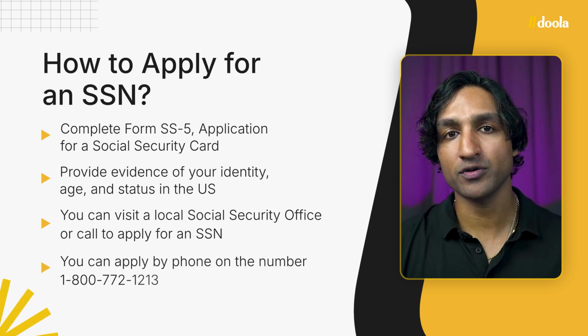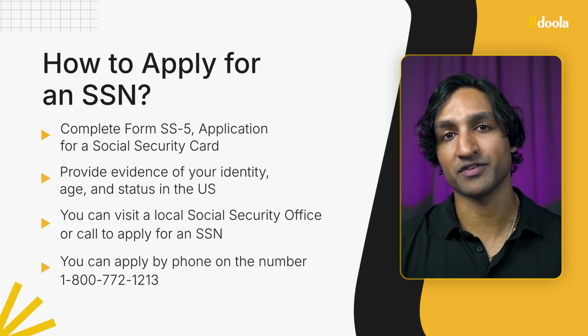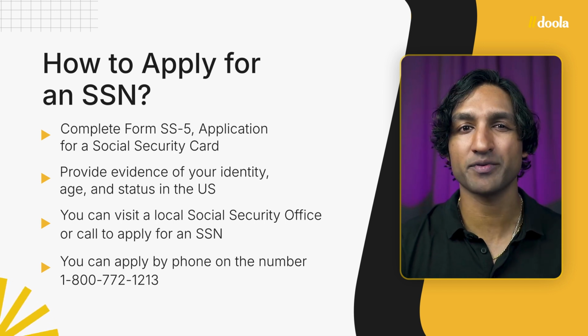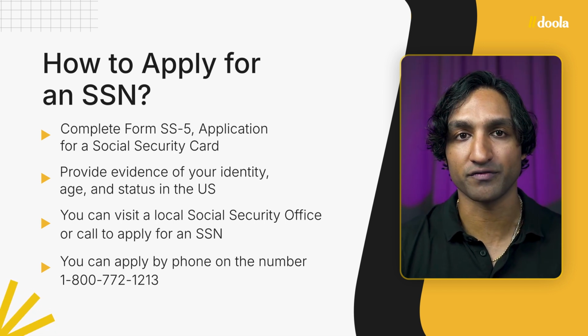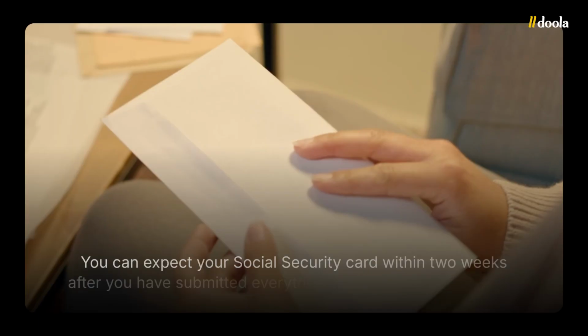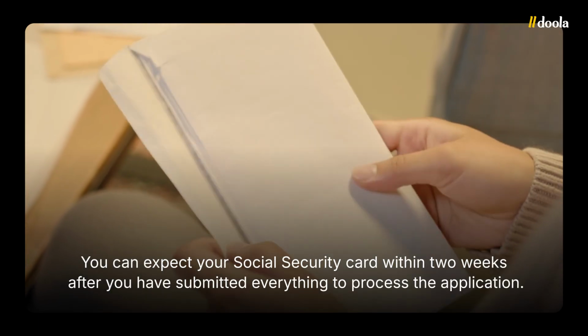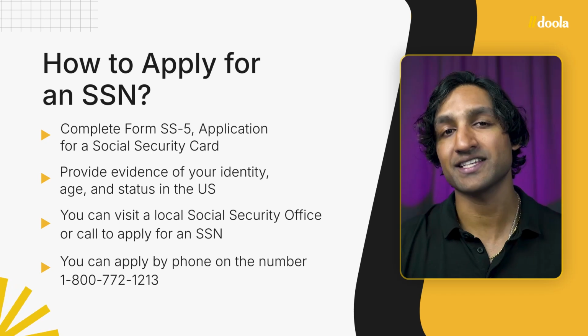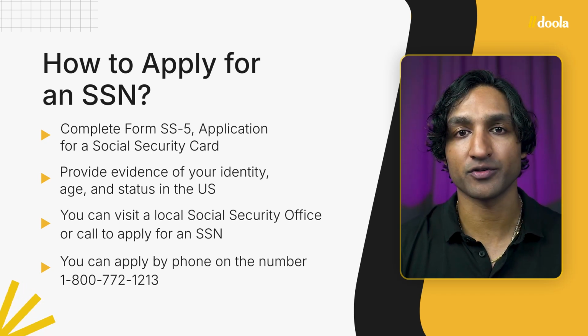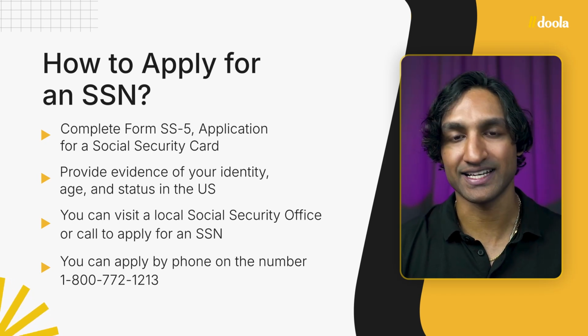You can apply by phone on the number 1-800-772-1213, and this office is typically open between 8 to 7 p.m., Monday through Friday. According to the Social Security Administration, you can expect your Social Security card within 2 weeks after you have submitted everything to process the application. This time assumes that verification of immigration documents with the USCIS is complete.